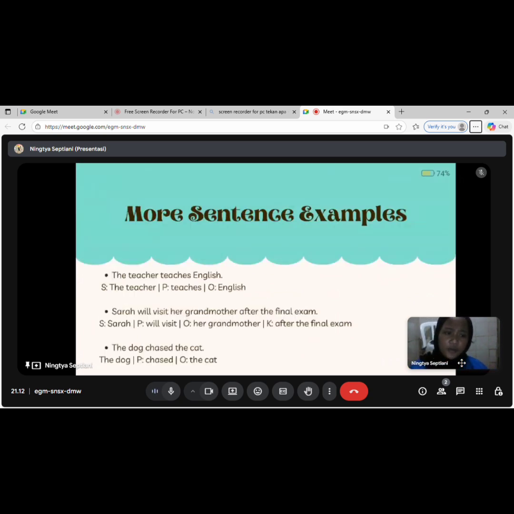Here are more examples. The English teacher Sarah will visit her grandmother after the final exam. The man in the black jacket helped the old woman. All of these sentences follow the SPOC structure, and each word has its role based on the parts of speech.